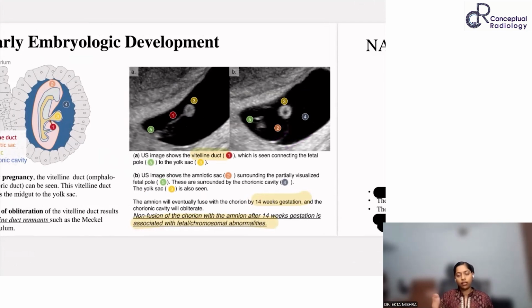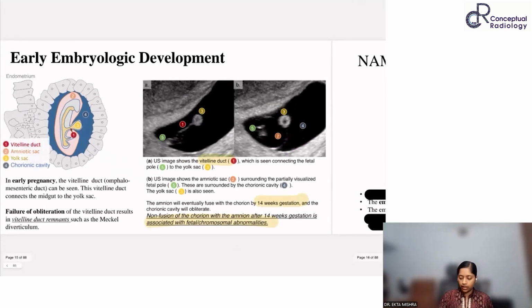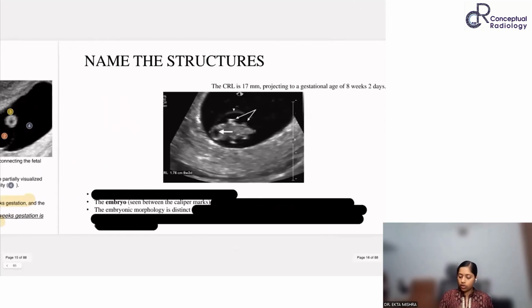So till the NT&B scan, separation should not be seen. You can remember that way. But after 14 weeks, they should not be separated. If they are separated, then definitely there is a pathology. So we saw two structures.